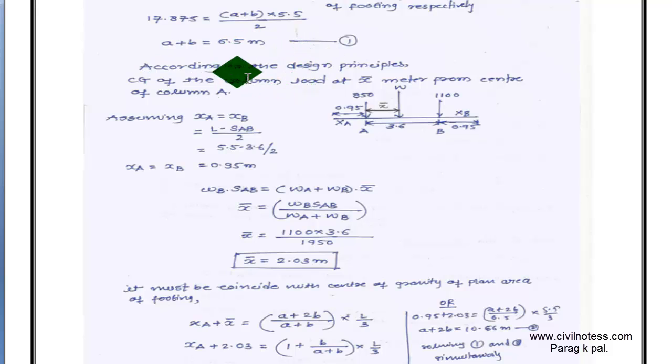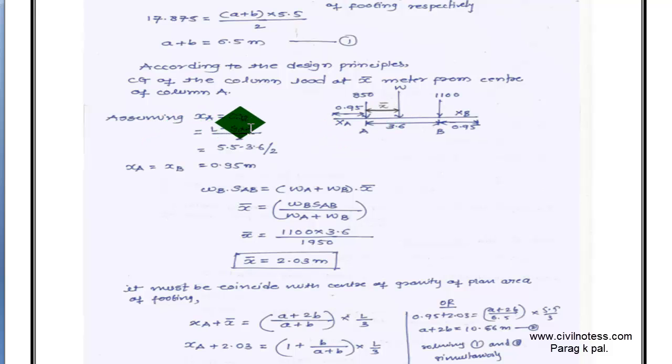Now next, according to the design principle, we want the CG of the load to coincide with the CG of the plane area. So according to the design principle of the trapezoidal footing, the CG of the column load is at x bar meter from the center of a column. X bar means this one, the center-to-center distance. We have to calculate this x bar. So here xa and xb are the projections. First of all, calculate this projection, because without this projection you cannot calculate the x bar.